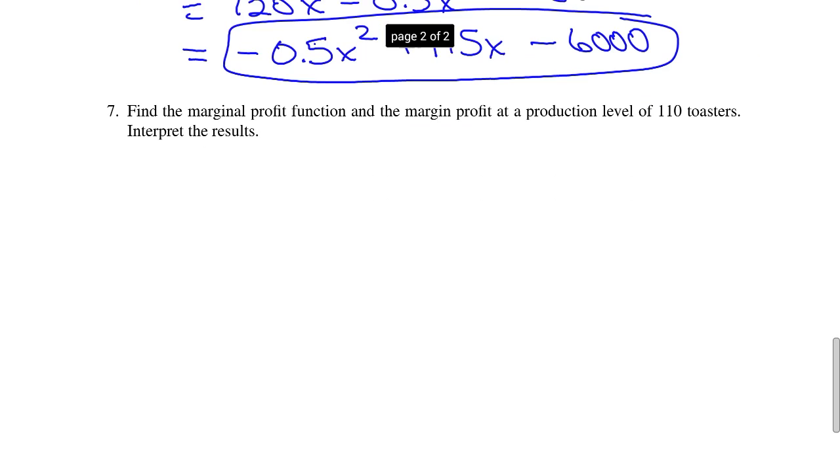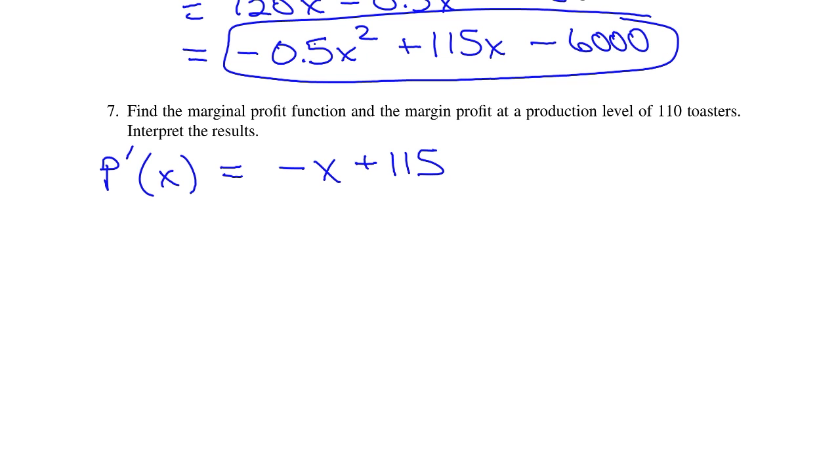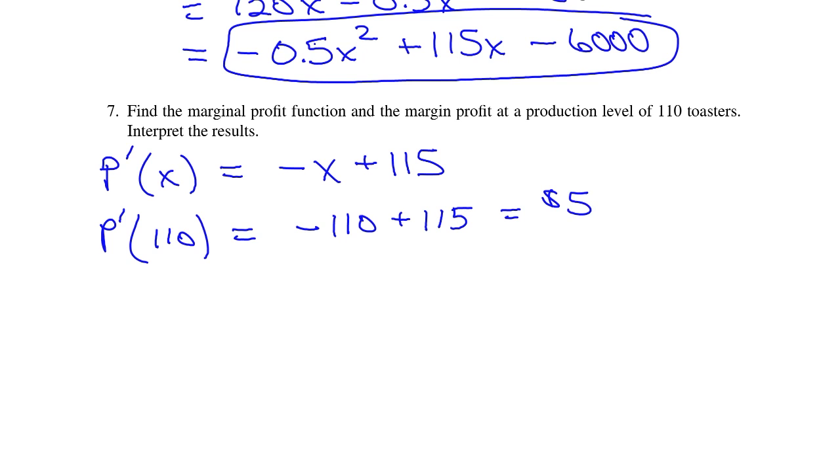And then lastly, find the marginal profit function and the marginal profit at a production level of 110 toasters and interpret. Again, marginal means to take the derivative, so marginal profit would be negative x plus 115. Evaluating at a production level of 110 toasters gives us $5 per toaster.